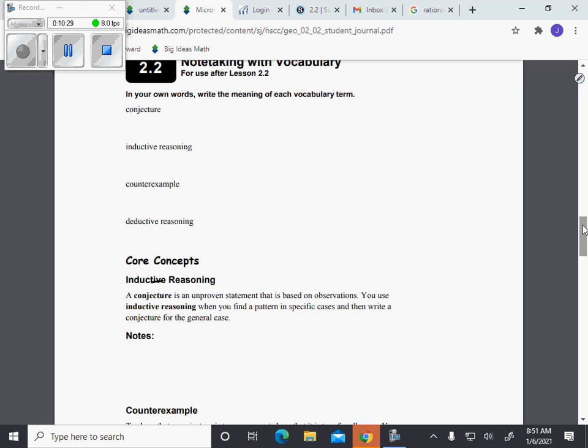Deductive reasoning is a little different. Where does the book say? Deductive reasoning uses facts or proof. Okay? Deductive reasoning, you have to have proof or facts or properties or laws of logic. Okay? Deductive reasoning is, it's there. It's a fact.